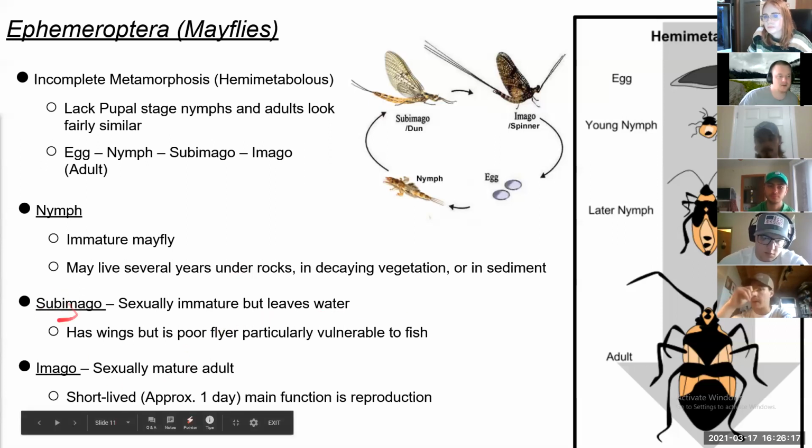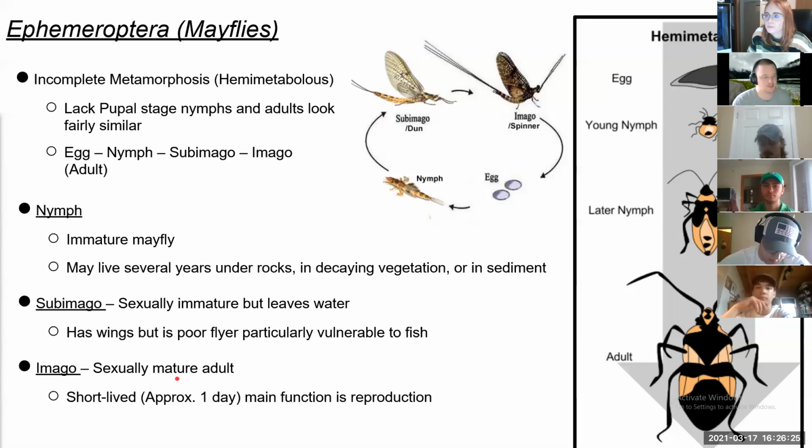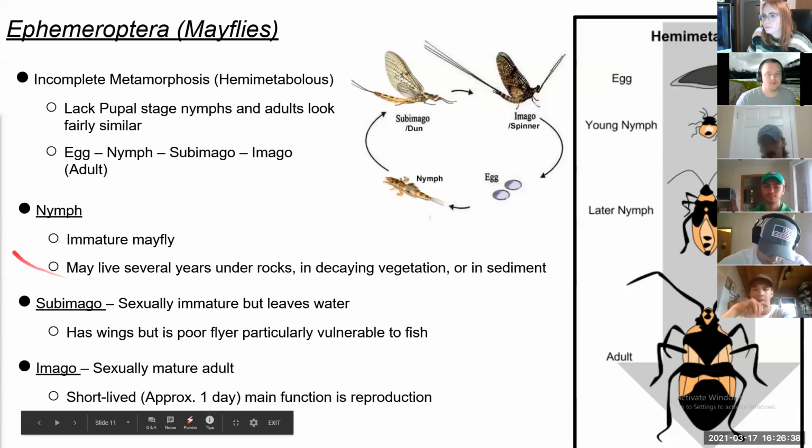So this subimago stage is rather short, and it'll quickly transition to this imago stage. This is the adult stage where it's sexually mature, and it is a very brief stage, so it'll generally only live about a day. And they don't feed during this stage. So when we're talking about its feeding guild, we're talking more about the nymph stage. But the main function during this adult stage is simply to reproduce.